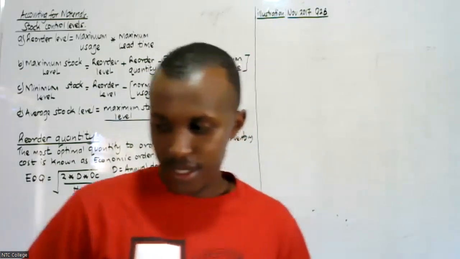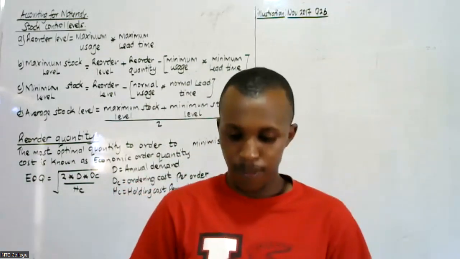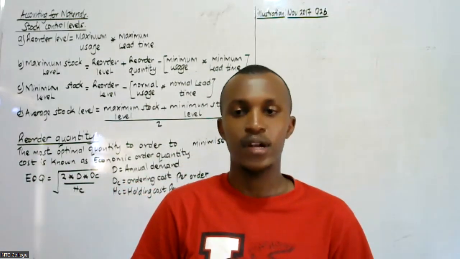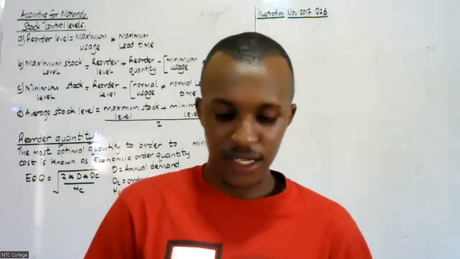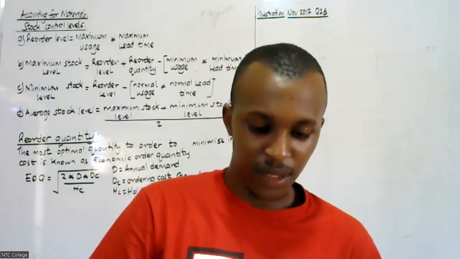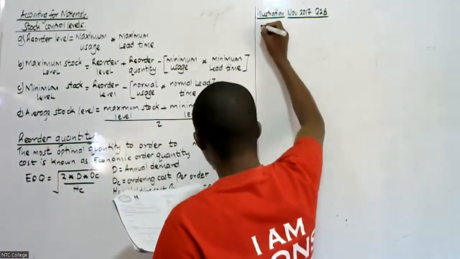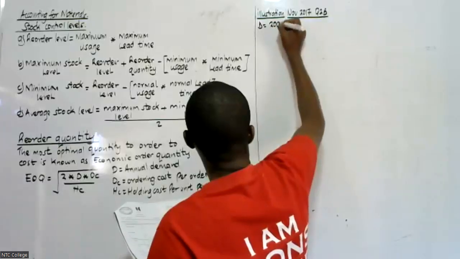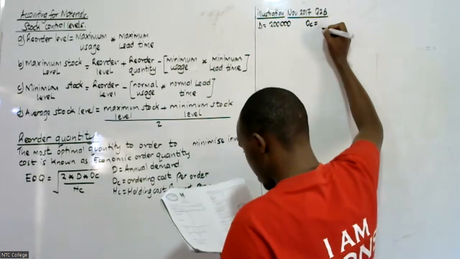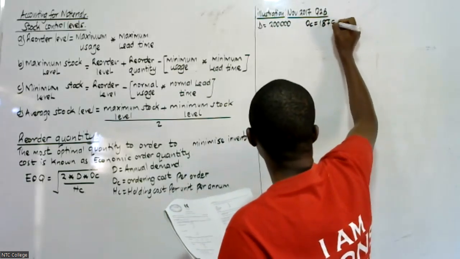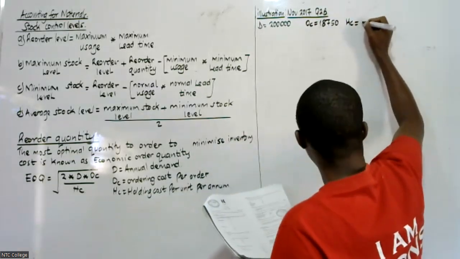The question states: BRK Limited orders a material graded X for its manufacturing purpose. The following information is available from the production manager. Annual consumption of X is 200,000. Ordering cost per order is 18,750. Carrying cost per unit is 3. Required: economic order quantity. So your carrying cost is known as your holding cost, which should be 3 shillings.